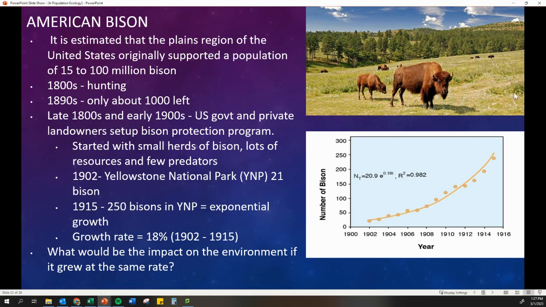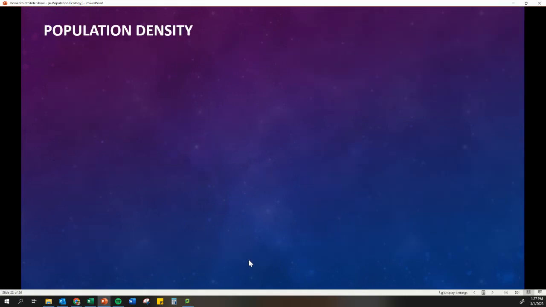Think about that. What you might conclude is that if it continued to be exponentially growing, eventually we're going to run out of grass or plant matter for them to survive on, and we will have a really large population that are going to be out-competing other organisms and affecting other populations.